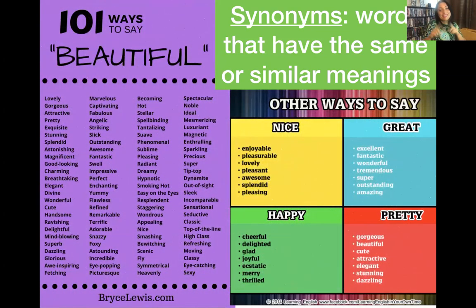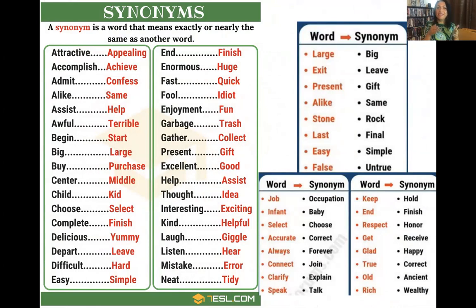Then we started with synonyms. What is a synonym? Synonyms are same. Words that mean the same or similar. Things like nice and pleasant, or great, fantastic, happy, merry, pretty, gorgeous. If you are finished, that is the end. If it is large, it is also big. If you are exiting, you're leaving. If it's a present, it's also a gift.